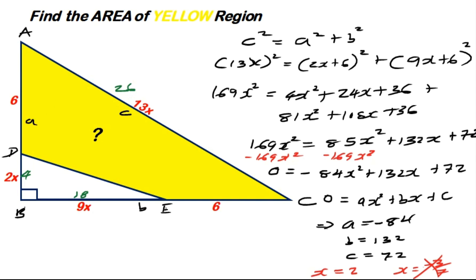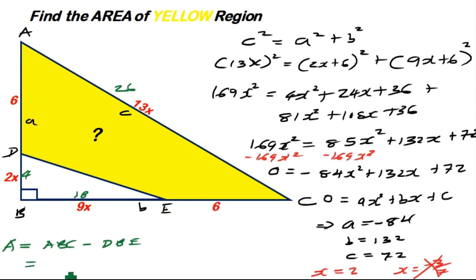So for you to get the area of the yellow region, the area of the yellow region is going to be the area of triangle ABC minus the area of triangle DBE. If you take the area of the whole triangle ABC and you subtract the area of triangle DBE, then you will be able to get the area of the yellow region. So what is the area of triangle ABC?